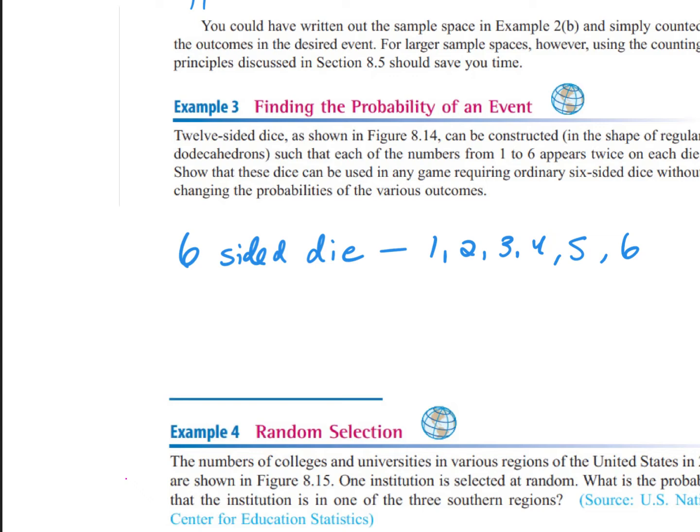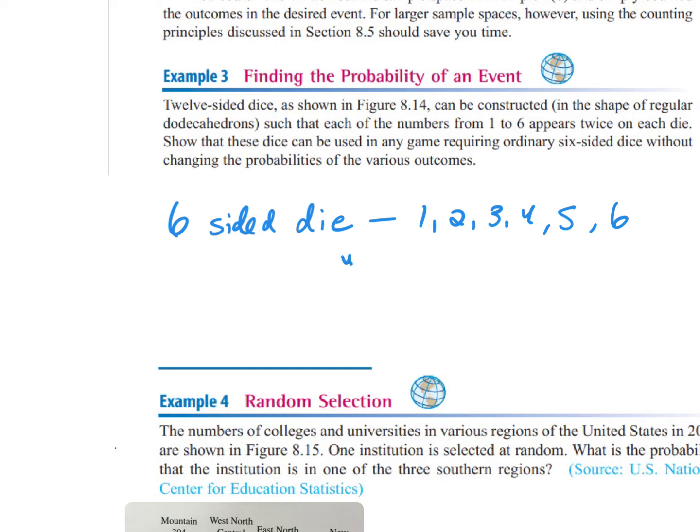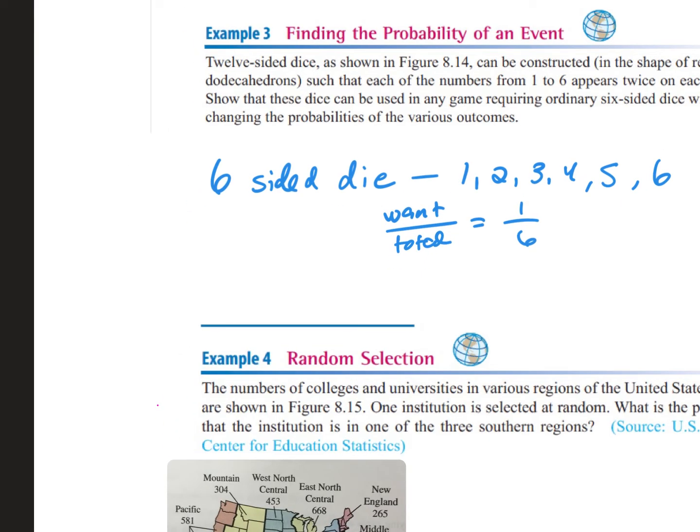Agreed? Okay. So probability of getting a number is want over total. What's the probability of me getting a 2? How many 2s are on the die? 1 out of how many sides? Okay. What's the probability of me getting a 5? 1 out of 6. What's the probability of me getting a 1? Okay. So let's talk about a 12-sided die.